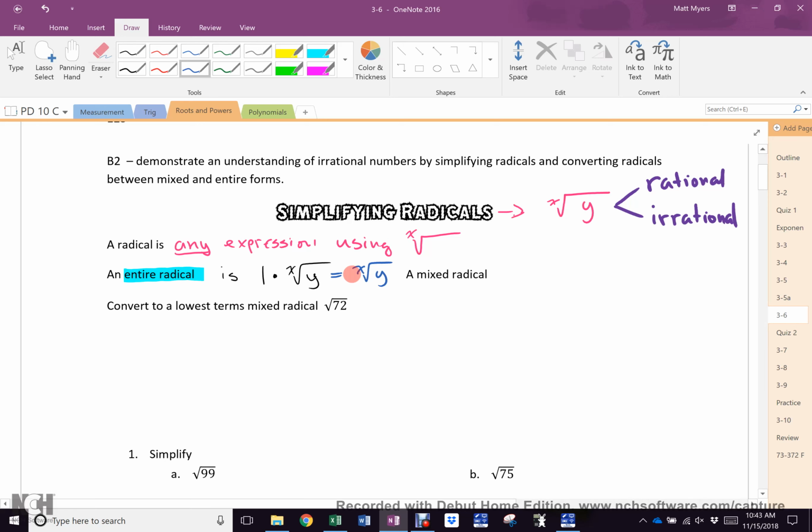Okay? Now, being the intelligent young people that you are, a mixed radical looks like this. A, and the A is a coefficient. What do I have to remember about coefficients? What is their mathematical task? What does a coefficient do? Multiplies. Coefficients always multiply. Now, is this an entire or mixed radical? It is entire. Why? Because there is no coefficient. So I'm going to highlight it blue because it is entire.